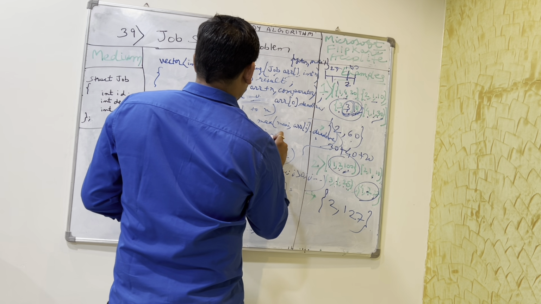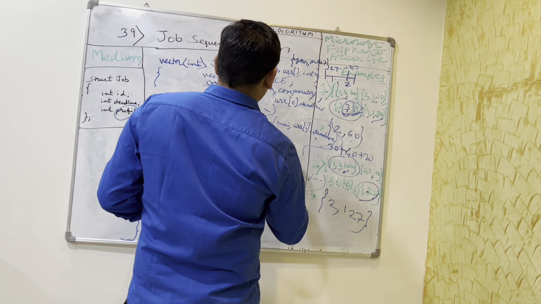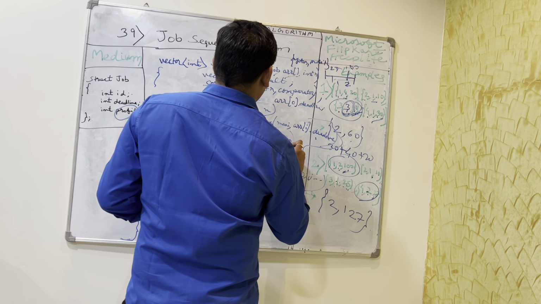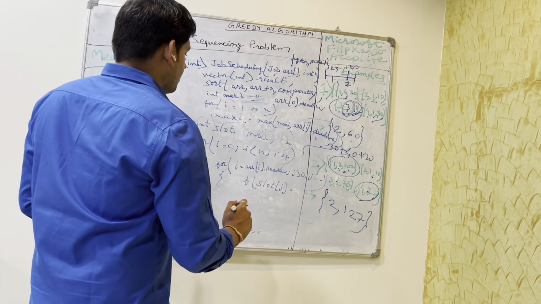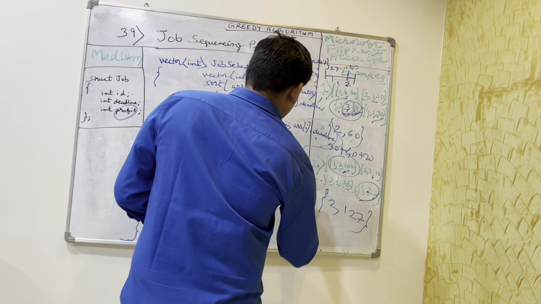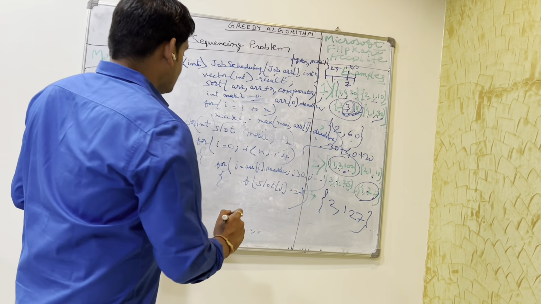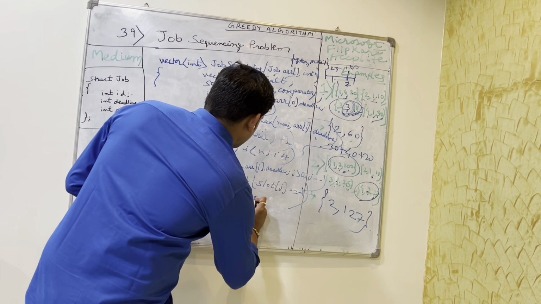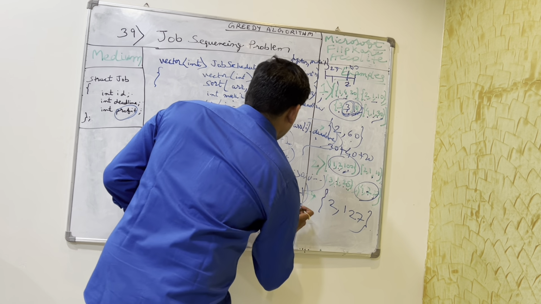Maxi, comma 0, comma minus 1. We make all the slots minus 1, the big value as minus 1, because that is not possible. The deadline is not possible as minus 1. So if slot of j equals minus 1, that means the slot has not been taken yet. Then what do we do? We will make it slot j, that is the deadline.